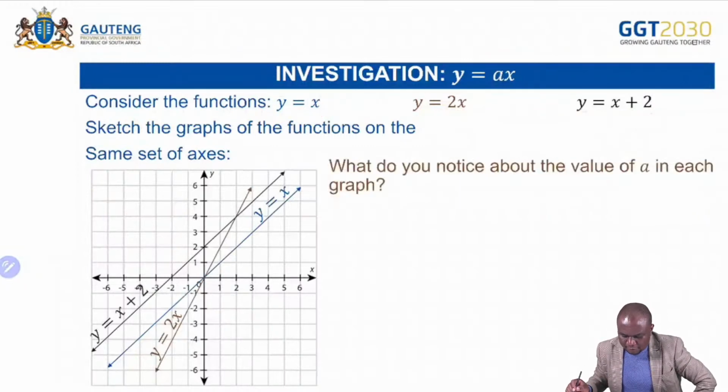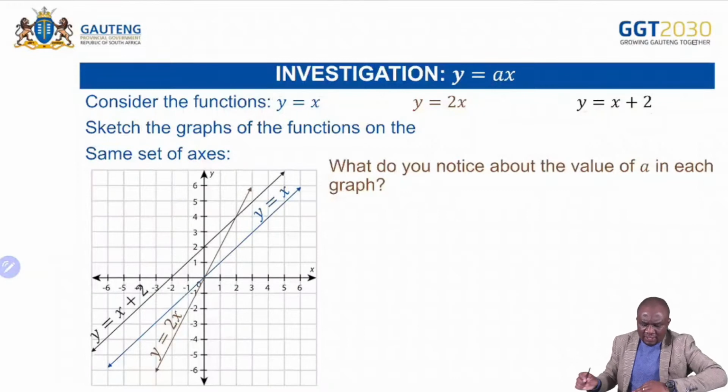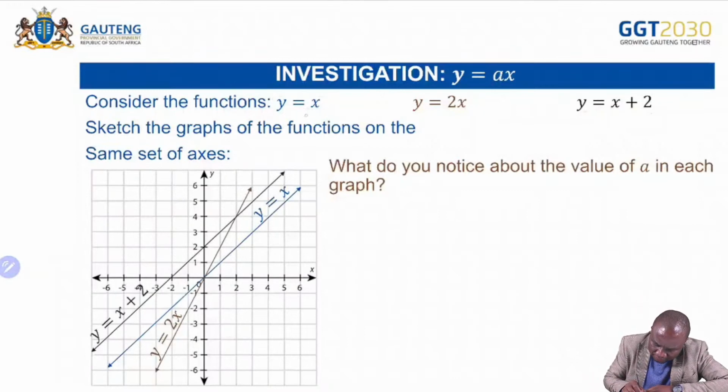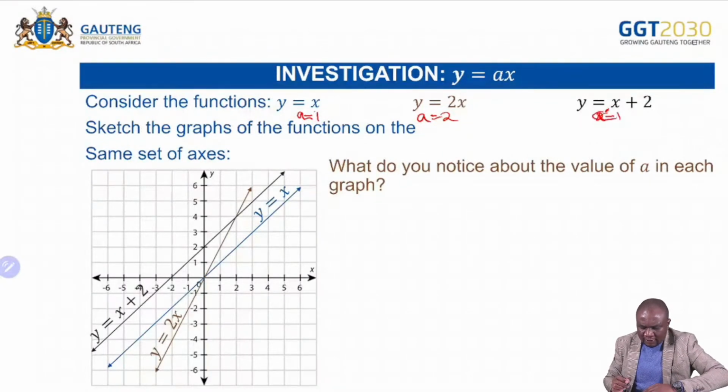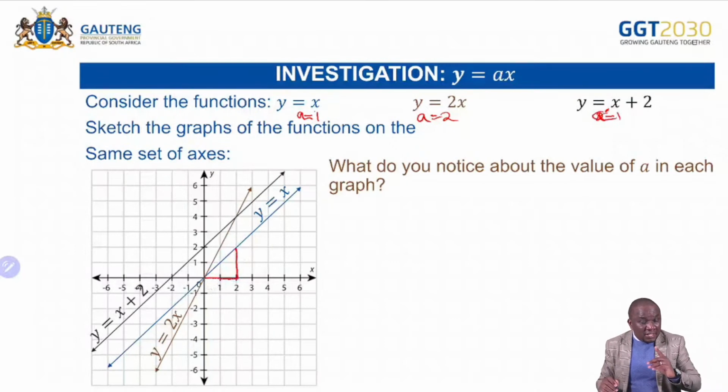What do you notice about the value of a in each graph? Right, if you check, a here is 1. A here is 2. Then a here is also 1. Let me check the parent graph. Do you see that change in y is equal to change in x? Remember last lesson we talked about gradient. You see that the gradient is 1. Vertical change over horizontal change. The gradient is 1. So a represents the gradient of the graph.